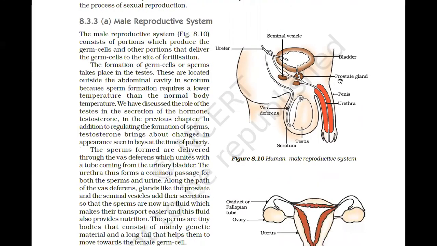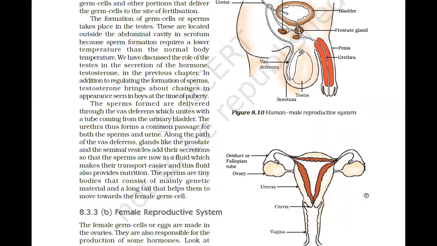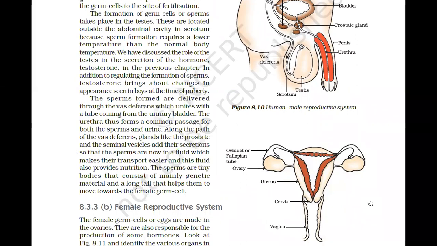Male reproductive system. The male reproductive system consists of portions which produce the germ cells and other portions that deliver the germ cells to the site of fertilization. The formation of germ cells or sperms takes place in the testes. These are located outside the abdominal cavity in the scrotum because sperm formation requires a lower temperature than the normal body temperature. We have discussed the role of the testes in the secretion of the hormone testosterone in the previous chapter.